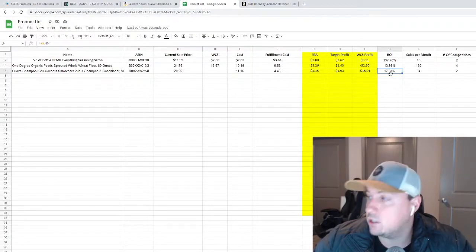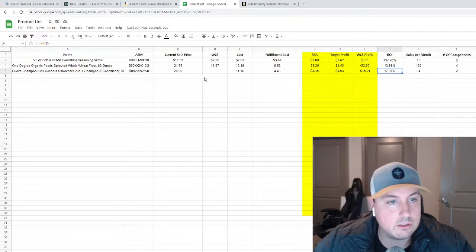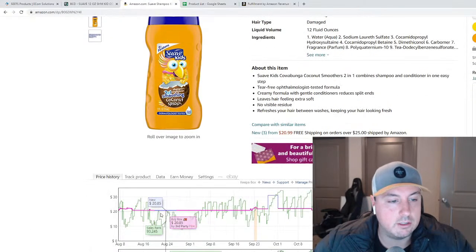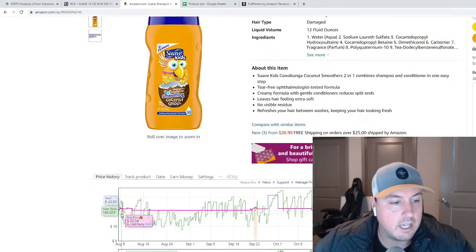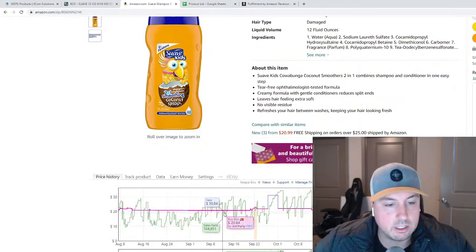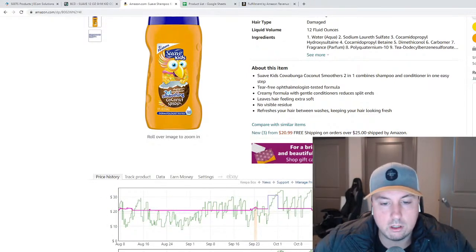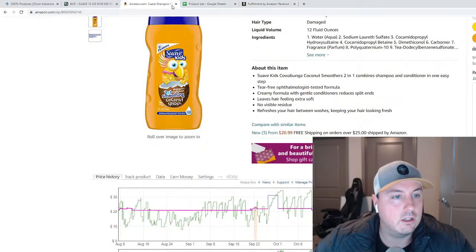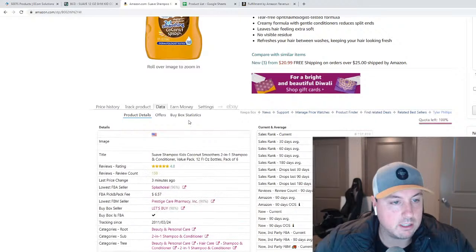I like to shoot for things that are 20% or over, but it's just me. At least there's some sales volume here. So then I'm going to look down here and see what the... Yeah, and $20.99 seems more realistic. It looks like $20.84, yeah, $20.84 was our worst case scenario. I guess we can go to data and look at the buy box statistics and see.